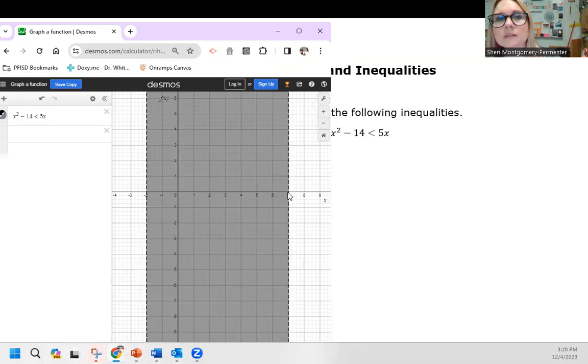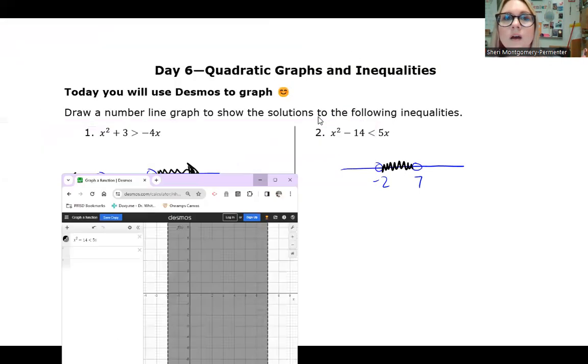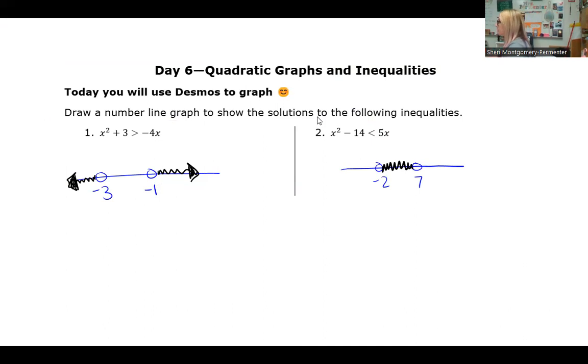It's at negative 2, and I think it's negative 2 and 7. So I'm going to make my number line. And for this one, it's shaded in the middle. That is it. On your district assessment, it is a multiple choice question. All you have to do is type it in and see which one has a graph that looks like the one that you used Desmos to make. That's it.